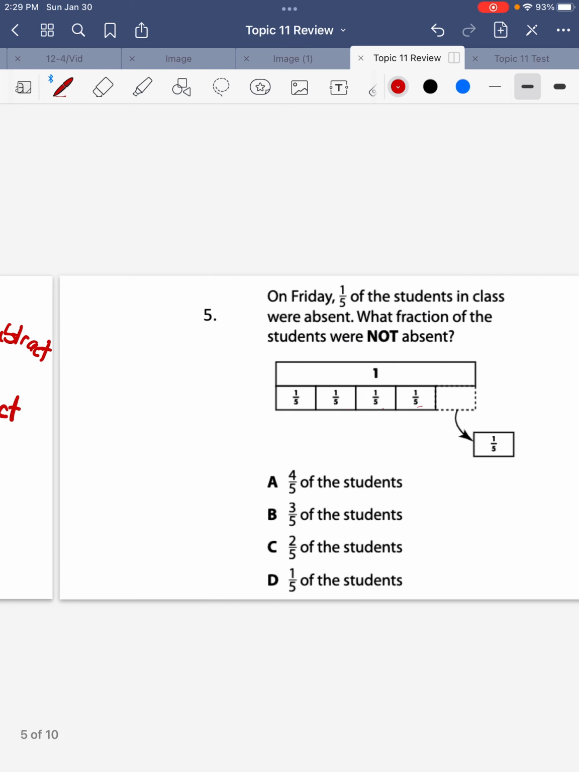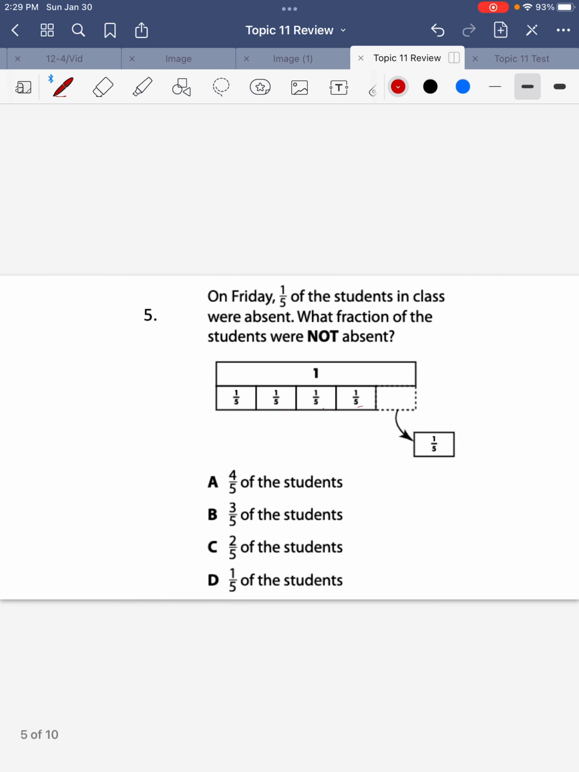Okay. Next problem, I have 5. It says, on Friday, 1/5 of the students in class were absent. What fraction of the students were not absent? Okay, we have this key word here, not. I'm looking for the students that were not absent.